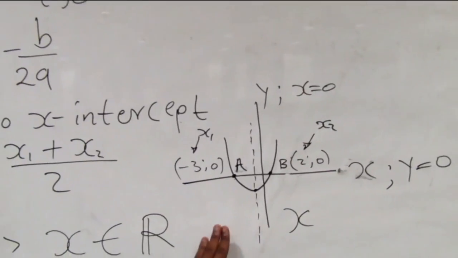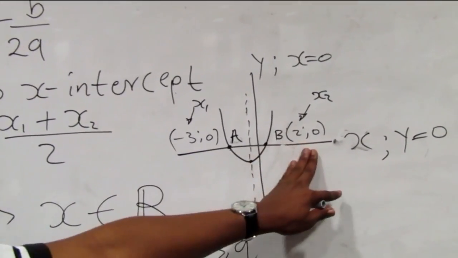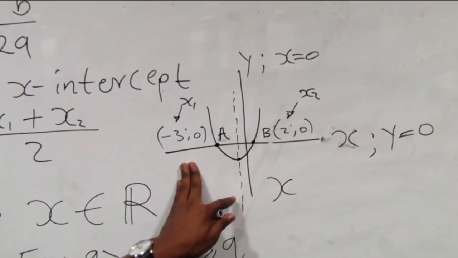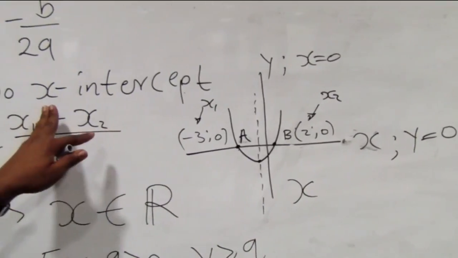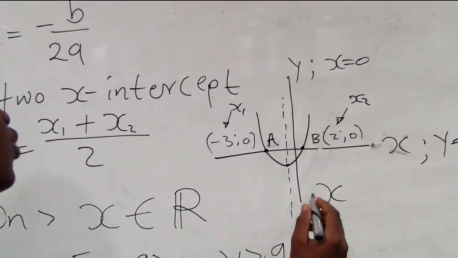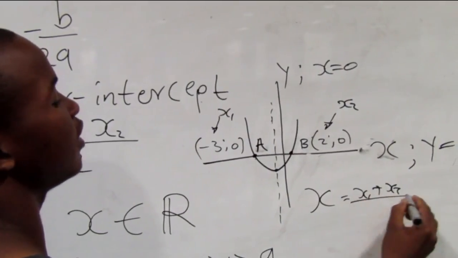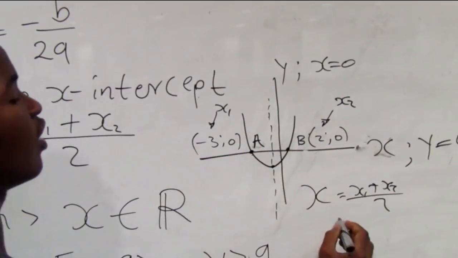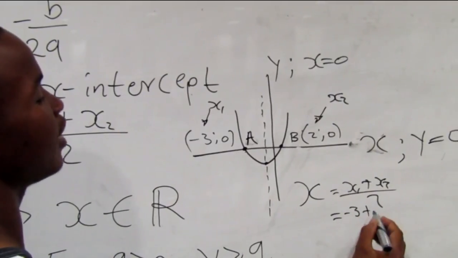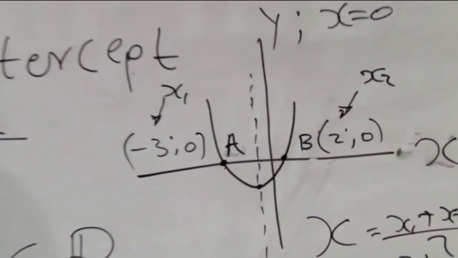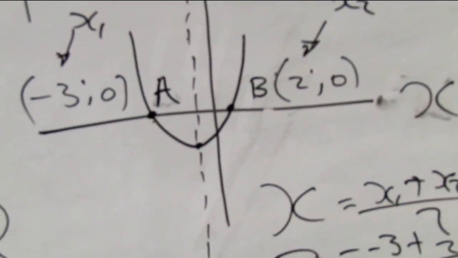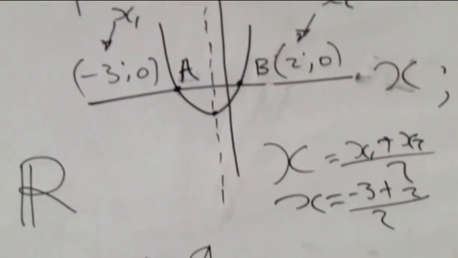So for our axis of symmetry, given two x-intercepts, we say x1 plus x2 divided by 2, where our x1 is negative 3 plus our x2 is 2, divided by 2. You get your axis of symmetry.